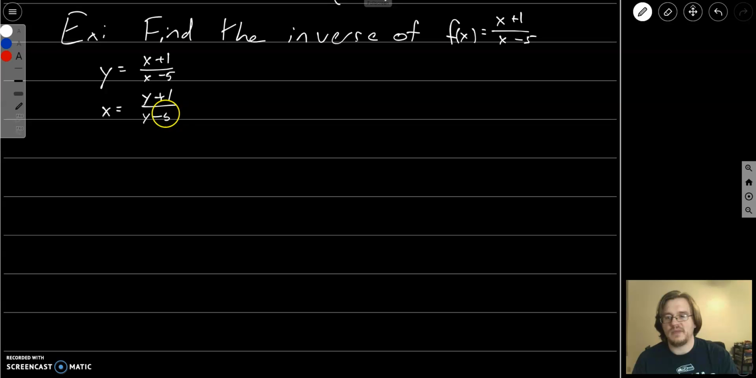over y minus 5. Now, note that up here, x can't be equal to 5. We can't plug a 5 into this function. So anywhere we go, we're not allowed to plug in x is equal to 5. So when we solve this, I've got a fraction on this side. I want to get rid of this fraction. So what I will do is I will multiply both sides by the denominator.